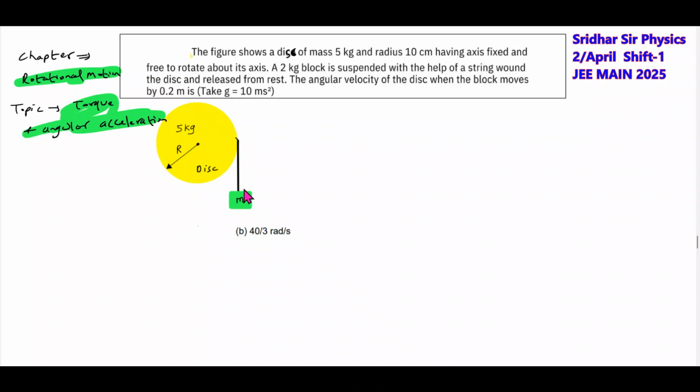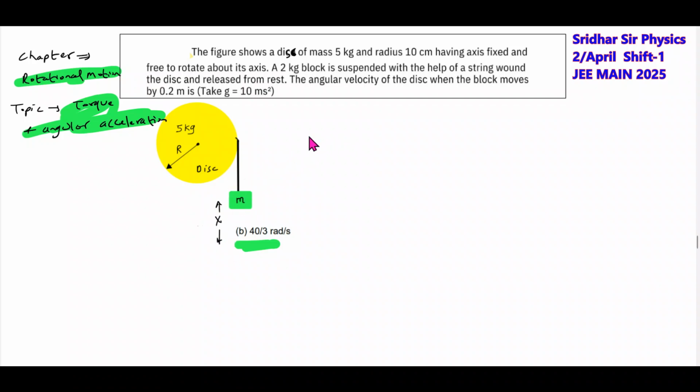A 2 kg block is suspended with the help of a string wound on the disk, released from rest. We have to calculate the angular velocity of the disk when the block descends by 0.2 meter. I have got something like an answer; we'll check how much we get. The block will descend by a distance h, or say x.